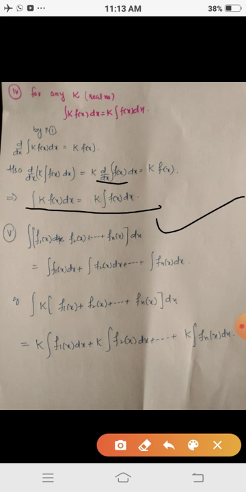So these were the properties of the indefinite integral. We will use these properties while finding the indefinite integral. Inshallah, in tomorrow's video lecture we will discuss how to find the indefinite integral of any function by using this definition concept.